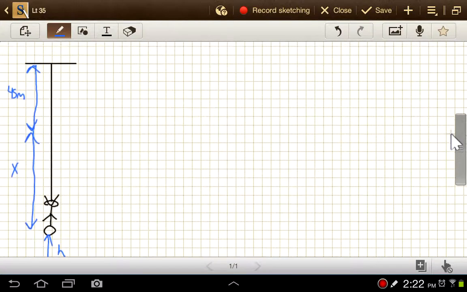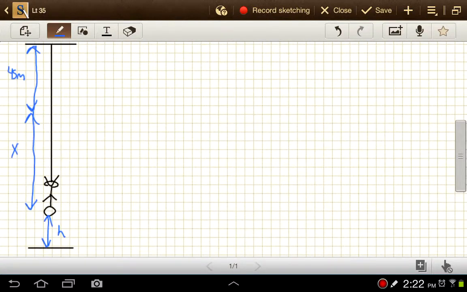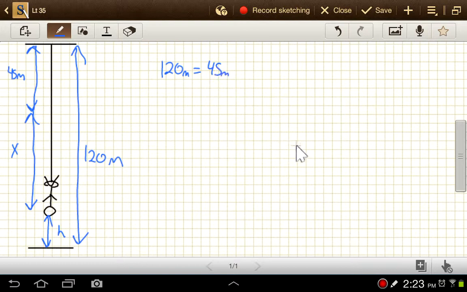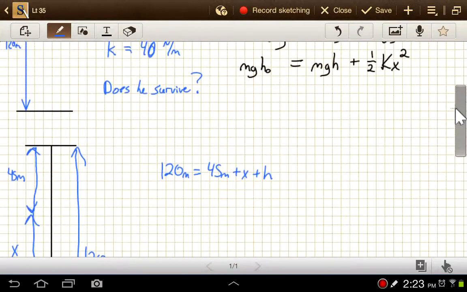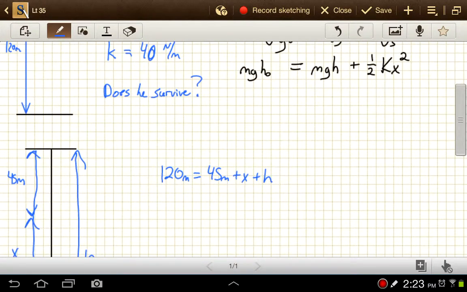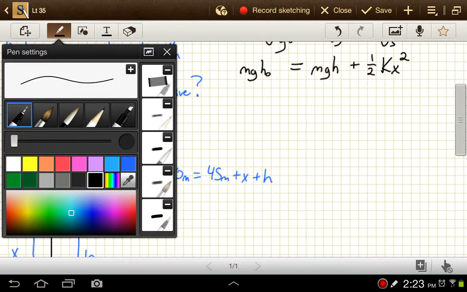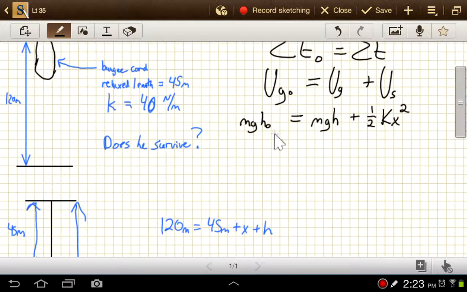So I need a second equation if I'm going to solve this. I know that this total distance is 120 meters. So I can also write the equation that 120 meters is equal to 45 meters plus x plus h. So two unknowns in these two equations. I know that I'm going to end up solving this as a system of equations. So let me go back to this one, and we'll plug in some numbers here.